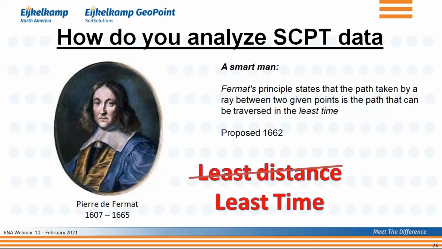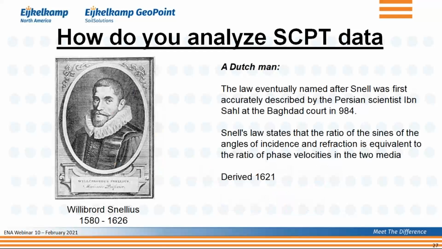So what Verbeek is saying is the wave is smart. It travels the route in the least amount of time. And there was another smart guy. And since we are a Dutch company, we've always used an opportunity to promote some of our Dutch ancestors. A Dutchman, Willebord Snell, he came up with a law. He was not as smart as Verbeek, because basically he came up with something in 1621. It was already figured out about 700 years earlier by somebody in the Baghdad court.